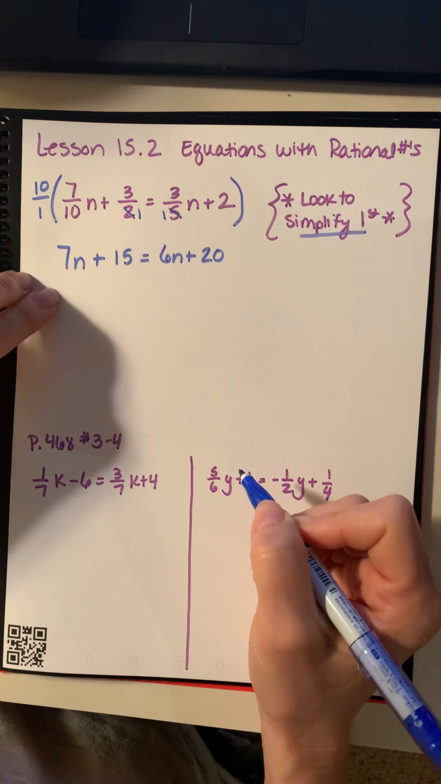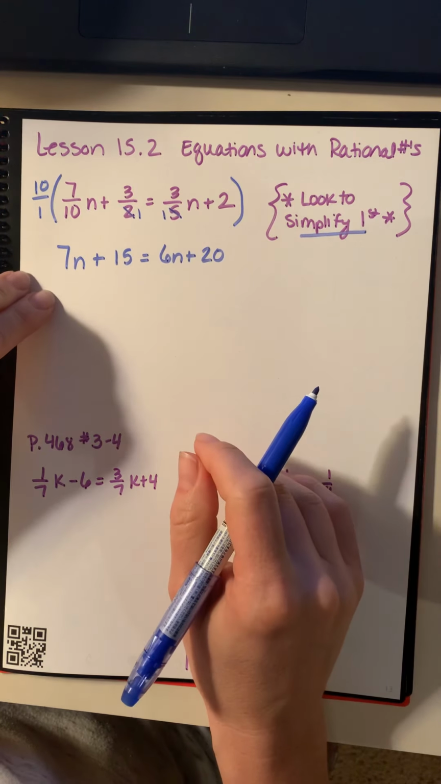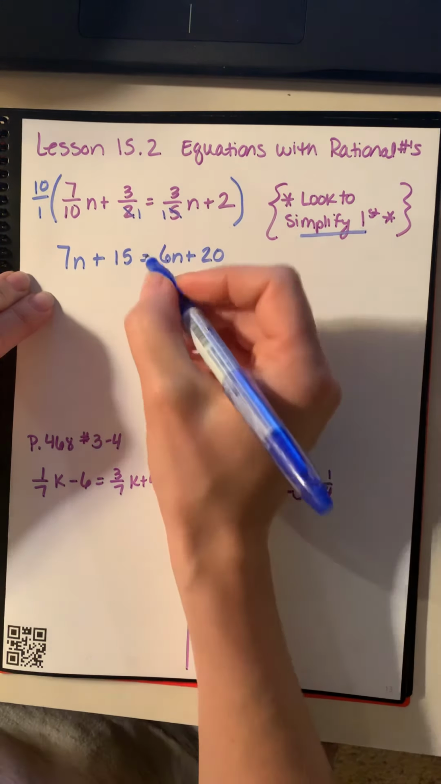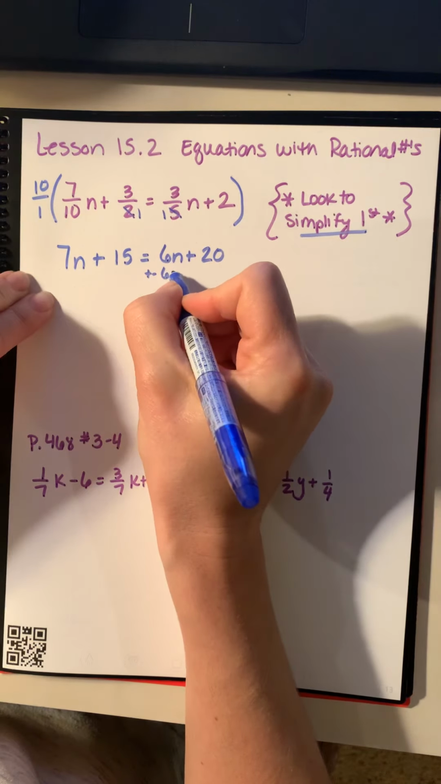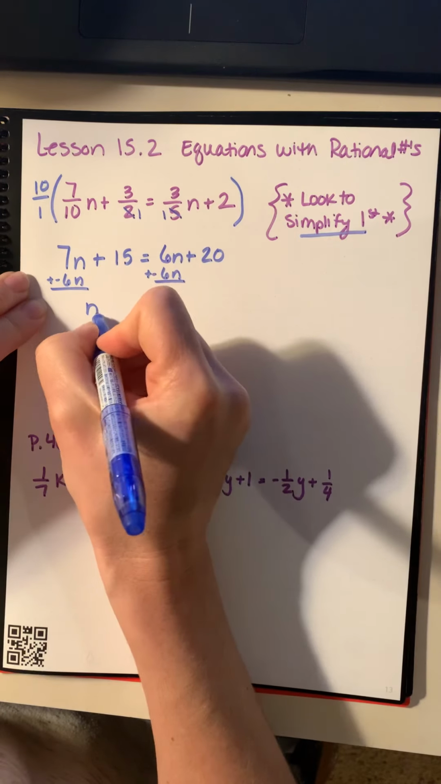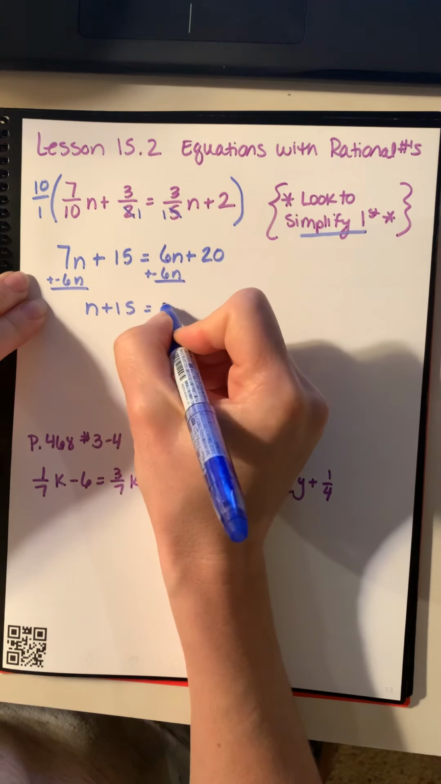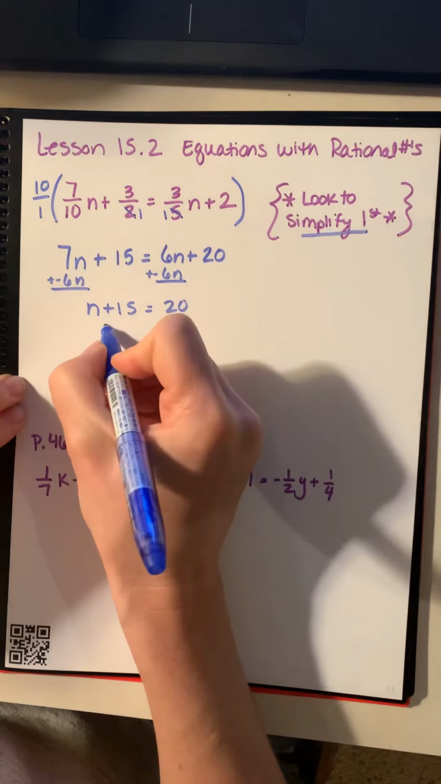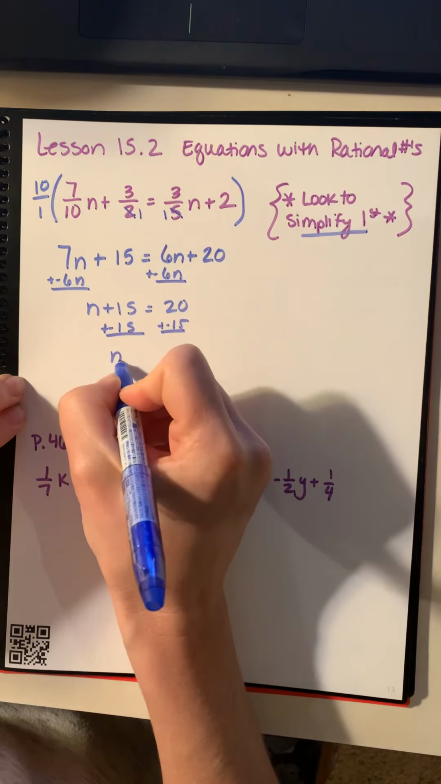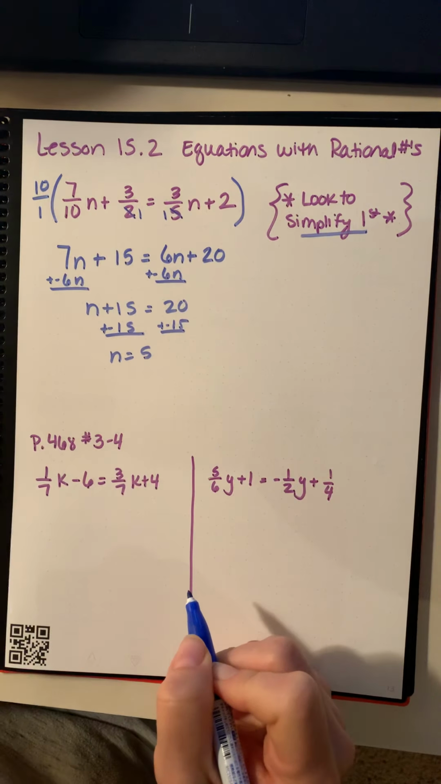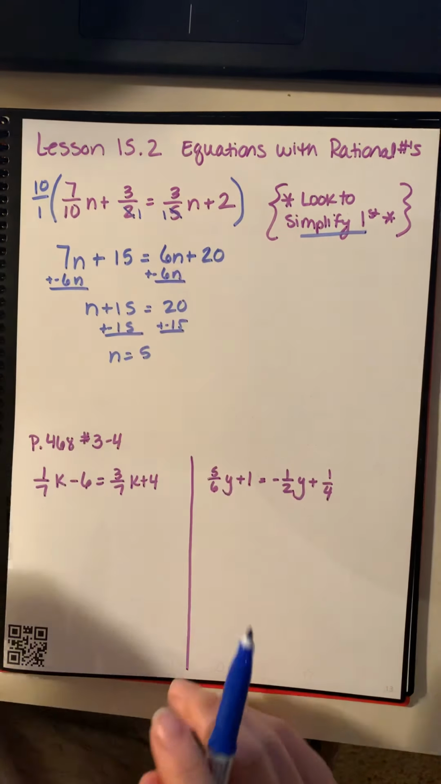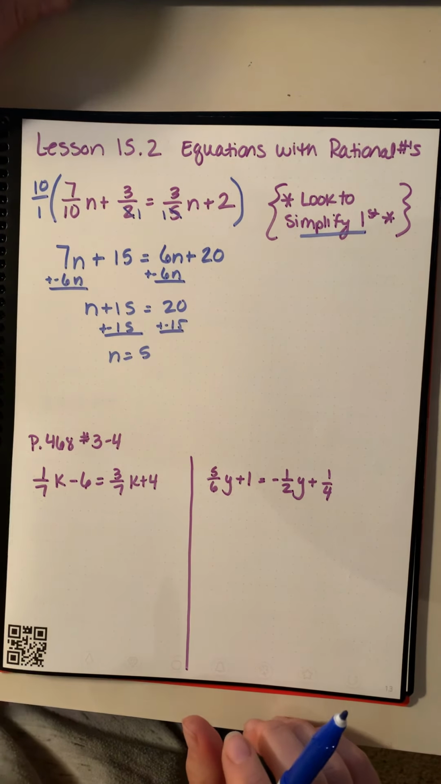Well, now we're just down to our old normal problems from last week where we're going to combine like terms to solve for, in this case, n. I'm going to add a negative 6n to both sides. That's going to leave me with n plus 15 equals 20. I'm going to add a negative 15 to both sides, and n is 5. Okay? So no problem. Really, this simplifying step is our only additional step, all right?